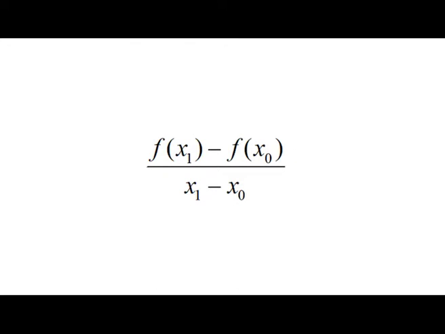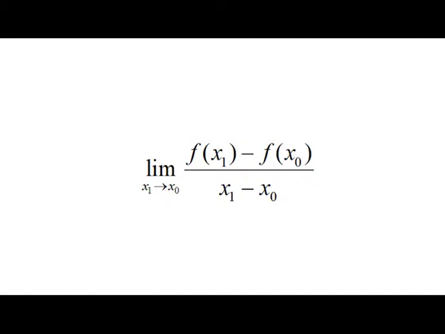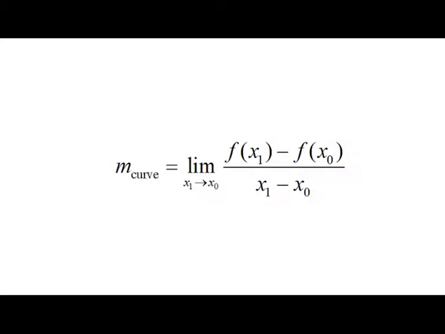The ratio f of x1 minus f of x0 upon x1 minus x0 is called a difference quotient. Second one, investigate the limit of the secant slope as q approaches p along the curve. That is, we examine whether the limit of f of x1 minus f of x0 upon x1 minus x0 as x1 approaches x0 exists or not. Third one, if the limit exists, take it as the slope of the curve at p given by m curve equal to limit of f of x1 minus f of x0 upon x1 minus x0 as x1 approaches to x0.